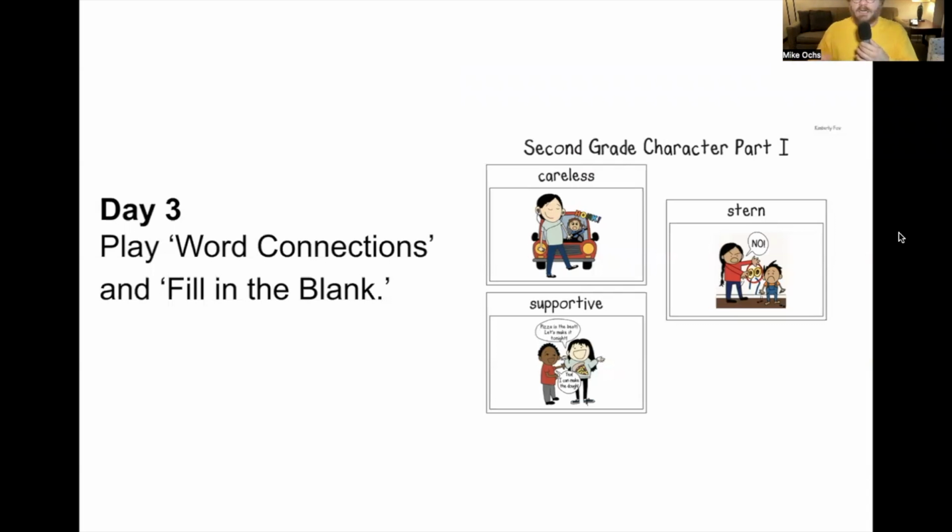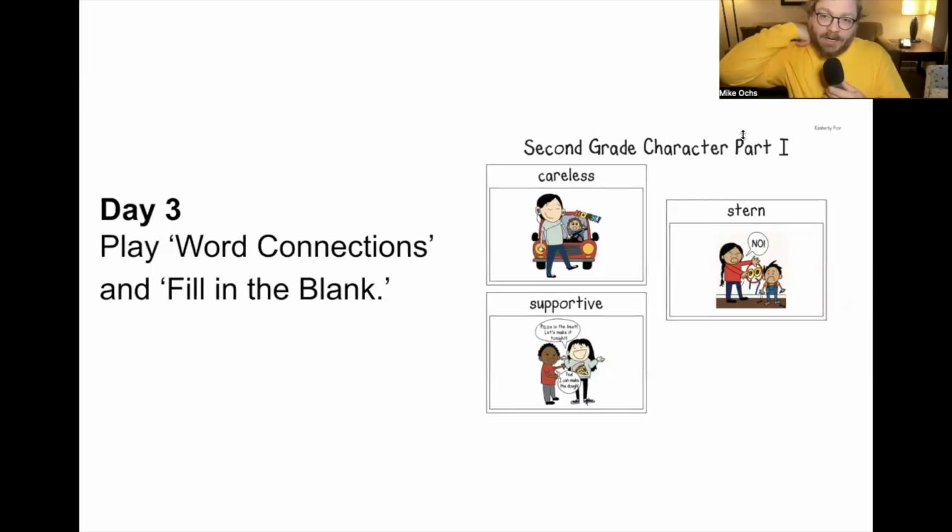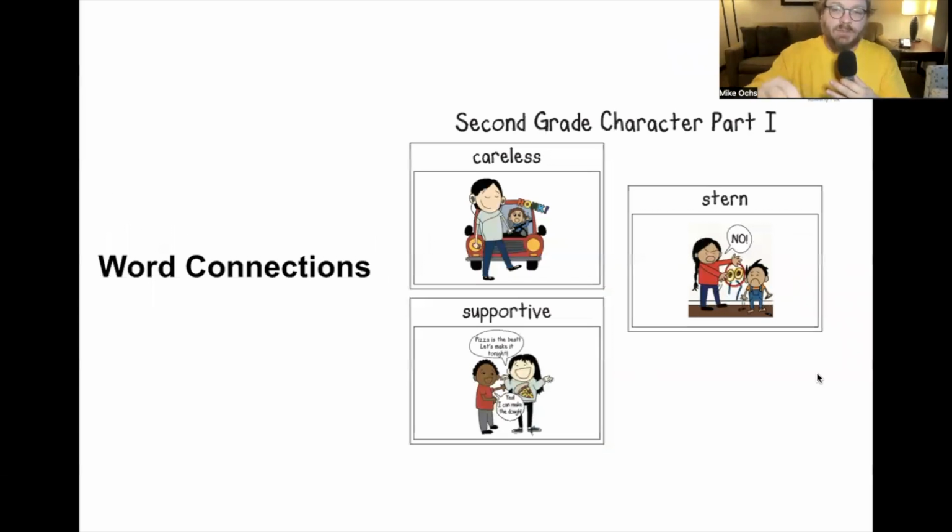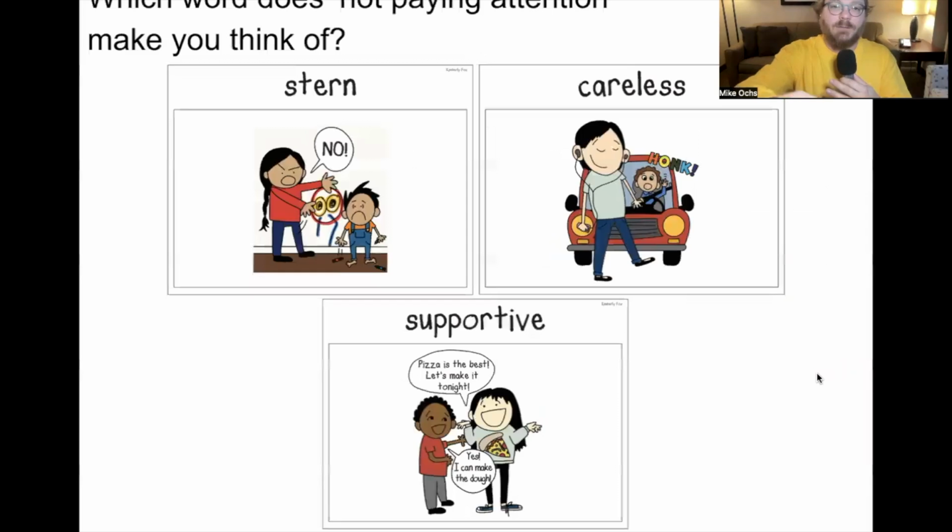As you can see, on day 3, you'll usually have a couple of options of word association games. In this example, we have 2nd grade, the first part. There are 2 of the 3 games that you'll play on this day, and they're word connections and fill in the blank, and I want to talk to you about word connections first. So what word connections will do is you'll essentially be asking kids what a synonym makes you think of.